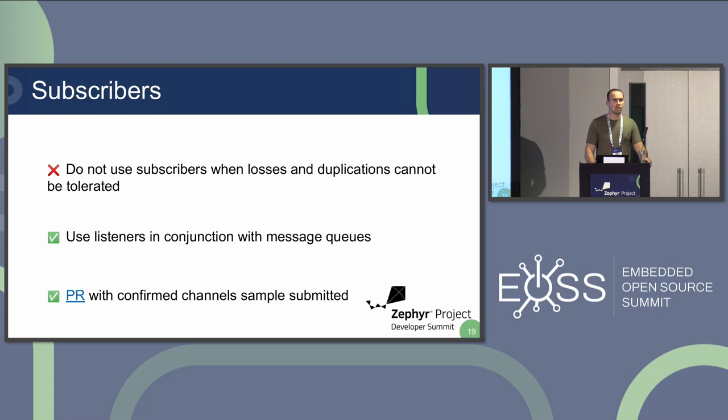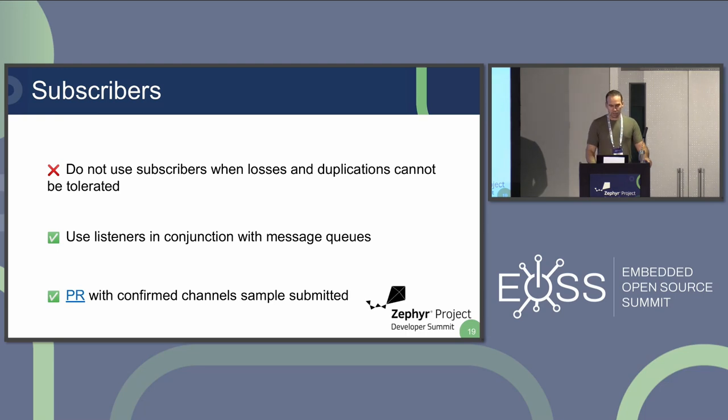So, if your application cannot deal with losses, duplications, and things like that, use listeners. And if you need to keep the data sequentially and everything else, use listeners in conjunction with message queues. Okay, it's a good approach to solve many problems.